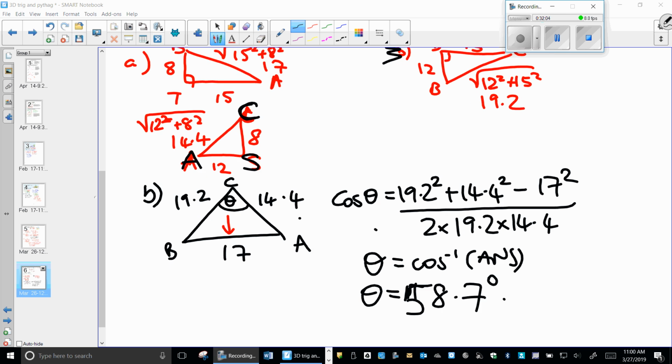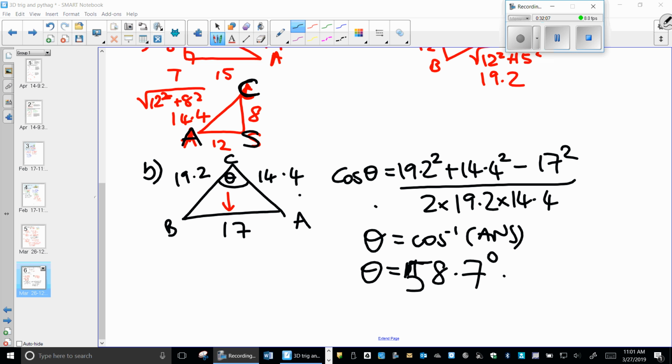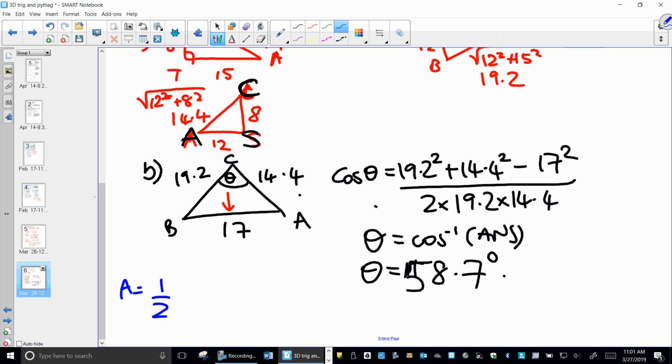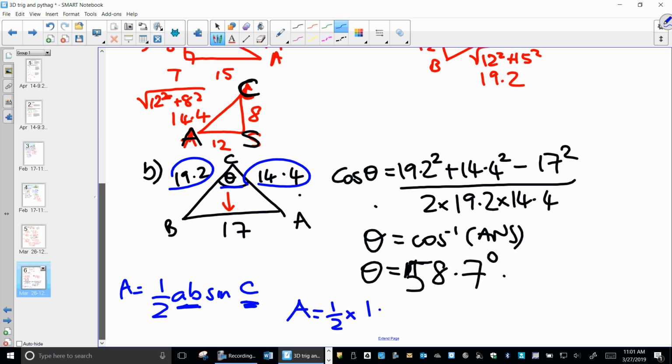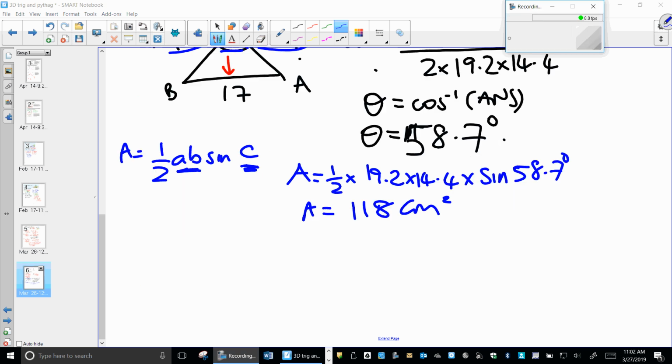Let's go back to the formula. Now I want the area of this triangle, and lo and behold, we know the area rule. The area rule is a half ab sine C, so we need to know an angle and the two sides surrounding it, and luckily we have that. So the area is a half multiplied by 19.2 multiplied by 14.4 multiplied by sine 58.7. So we've got 118 centimeters squared.